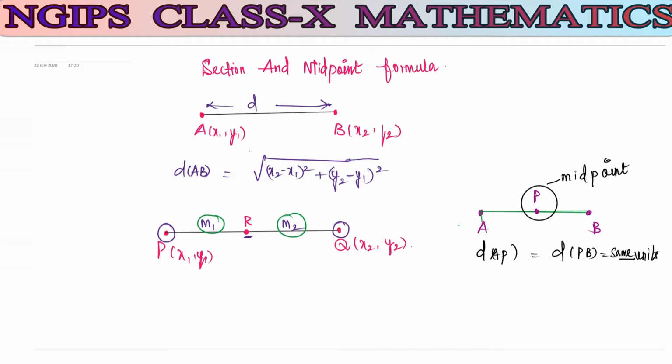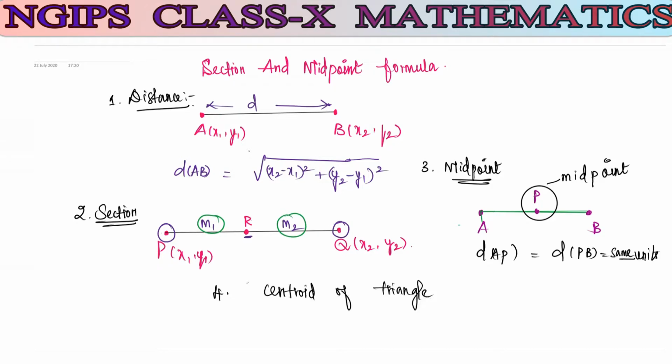Here first we will deal with the distance formula, which we already know. The second one is the section formula, the third one is the midpoint, and the first one is the distance. And here the fourth we are going to discuss is the coordinates of a centroid of a triangle. We will discuss now one by one.